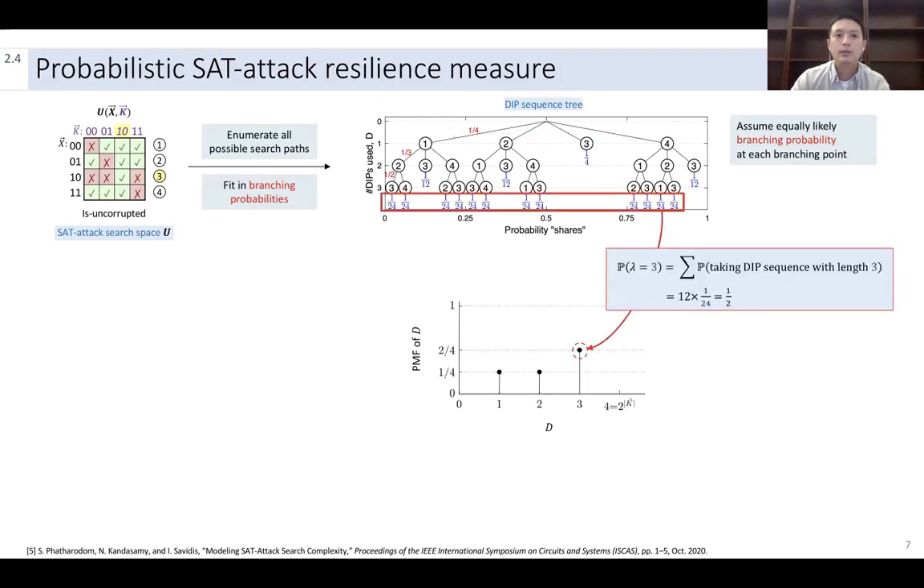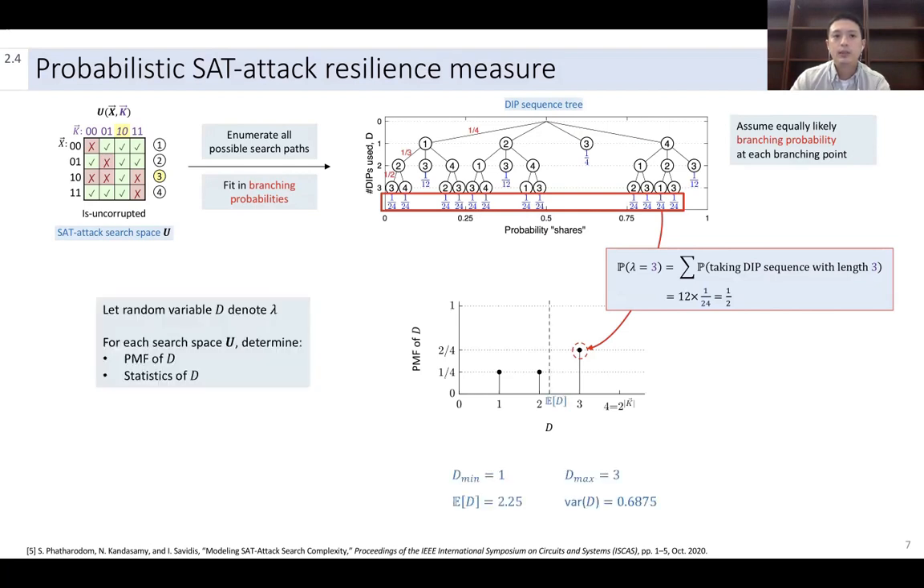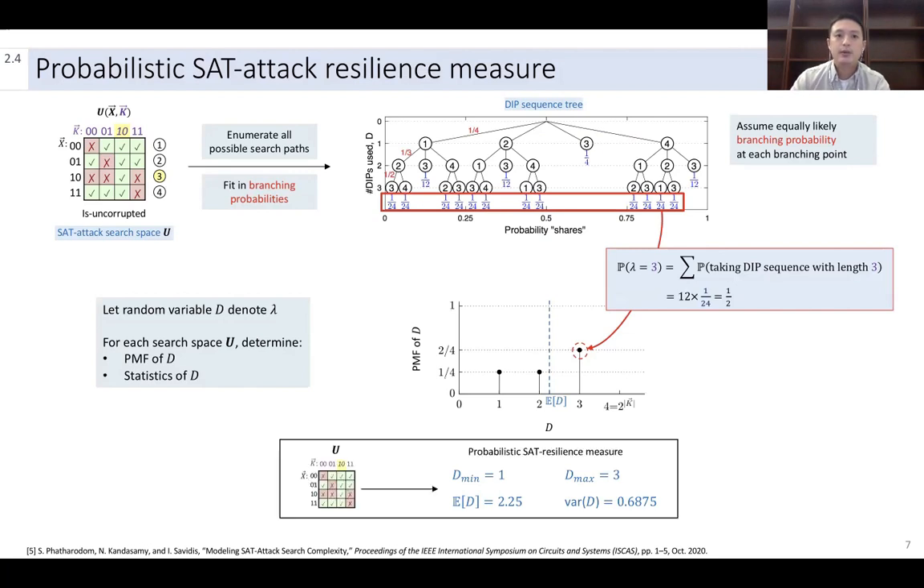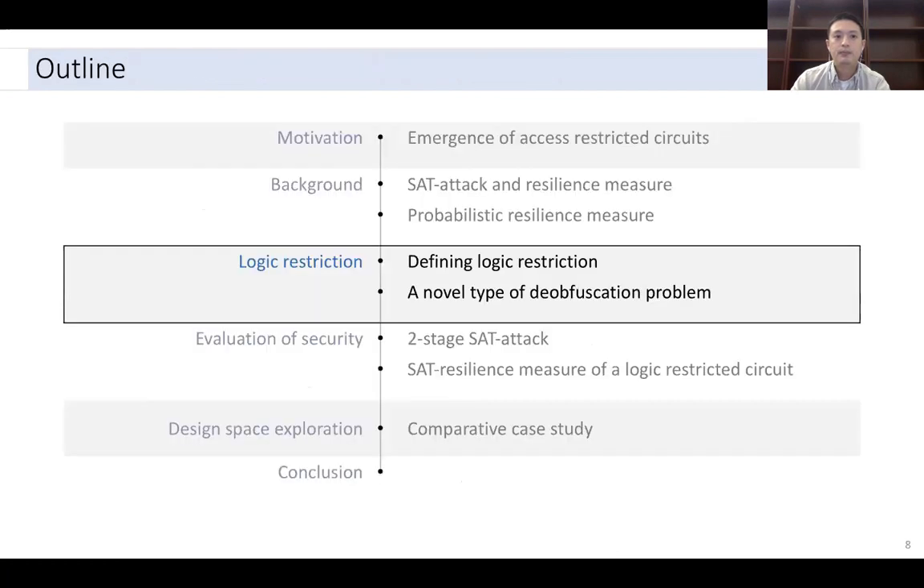Finally, summing all the probabilities of the outcomes with the same search path length, we get the probability of lambda equals that value. So let the random variable d denote lambda. We can then derive the probability mass function, PMF, of d along with its statistics. In summary, for a given user space, we can derive the mean and the other statistics. With such attack resilience measure reviewed, we can then move on to distinguish logic restriction from obfuscation.